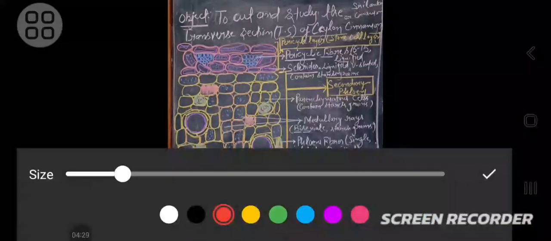Another characteristic cellular feature is the presence of medullary rays. This structure is the medullary rays. Some information regarding the medullary rays. These are biseriate in nature. The meaning of biseriate: biseriate is made up of two words. Bi means two and seriate means multicellular. When the cells are arranged in two layers, this type of arrangement of the cells is termed as biseriate, and they also contain starch grain.